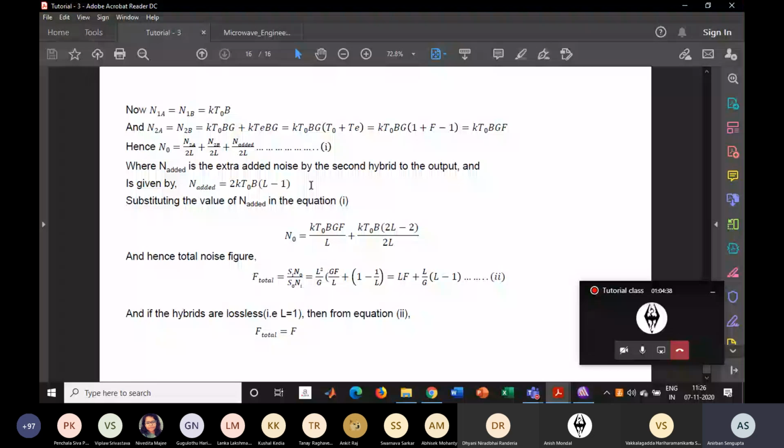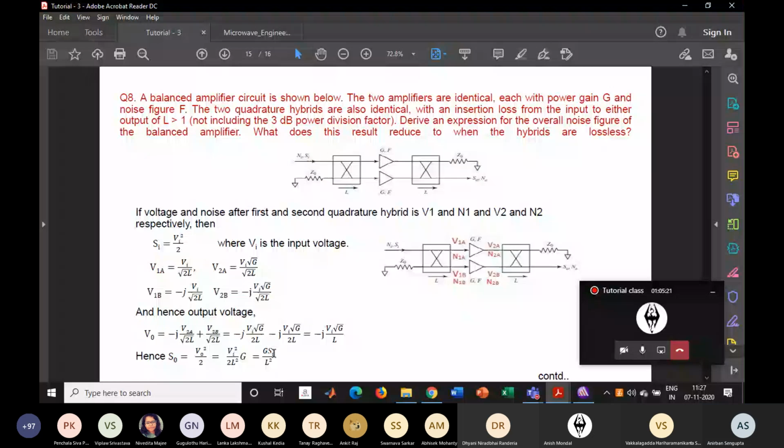Now substitute this value of N added into this equation, and you can find N naught equals K T naught B G F by L plus K T naught B into 2L minus 2 by 2L. And the overall noise figure, that is the input SNR by the output SNR: input SNR is Si by Ni and output SNR is S naught by N naught. In simplification, it will come out as Si by S naught into N naught by Ni. Si by S naught, you can find from this equation, that is L square by G.